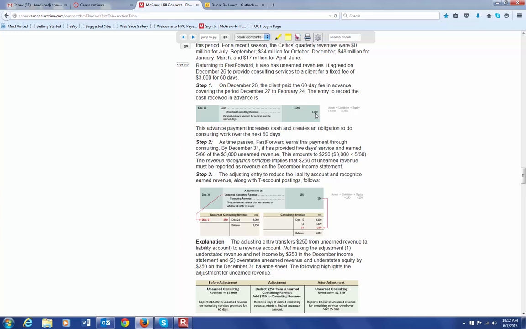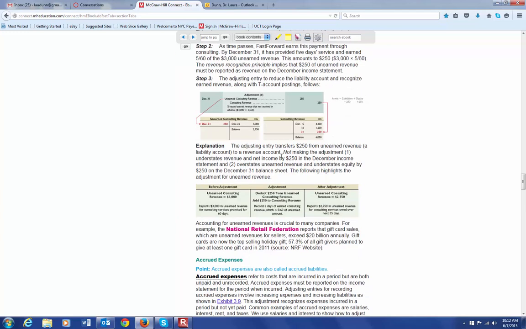Because in order to increase a liability, you credit the side. So we credit it here, but as we earn it, we debit that account, but we credit the actual revenue account because now it's been earned. So up here you credit unearned revenue, but here you're going to credit the actual revenue account for what you have now earned. So again, it explains it here.